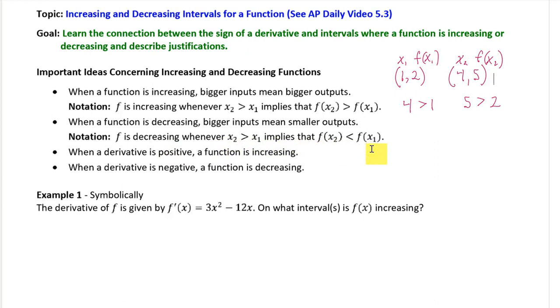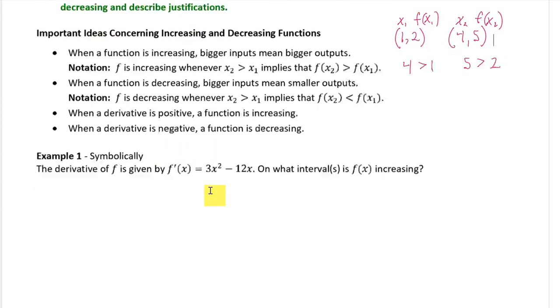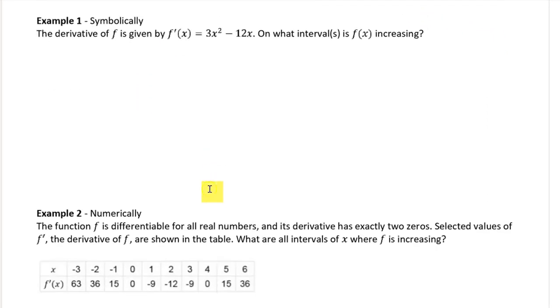When a derivative is positive, a function is increasing. When a derivative is negative, a function is decreasing. Again, we've talked a lot about that in the past. Symbolically, the derivative of f is given by f prime of x equals 3x squared minus 12x. On what intervals is f of x increasing? The first thing we want to do is find where the zeros are, so we want to look for the zeros.